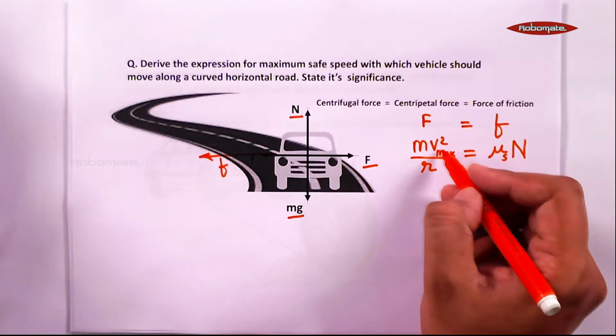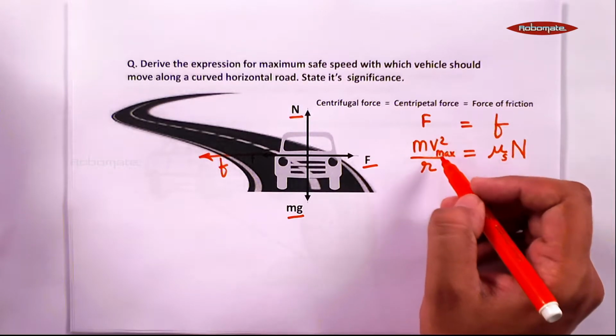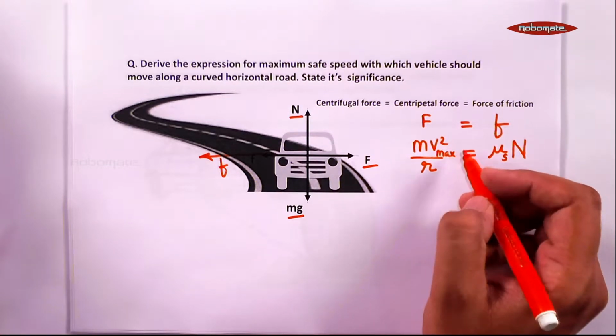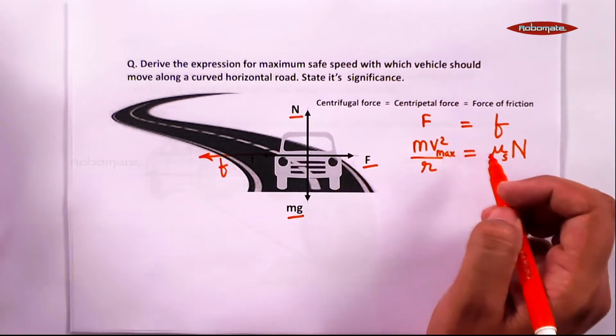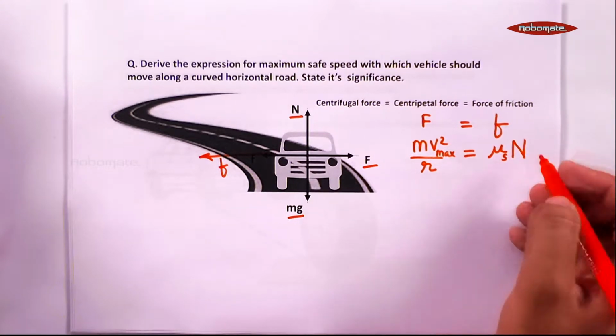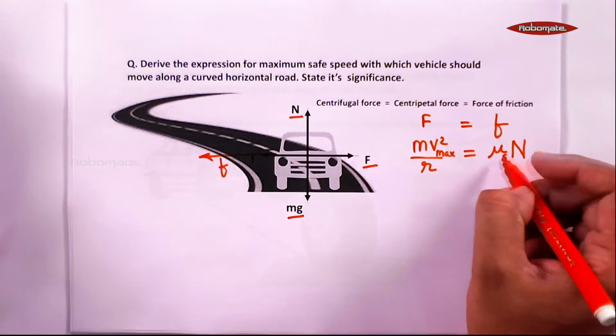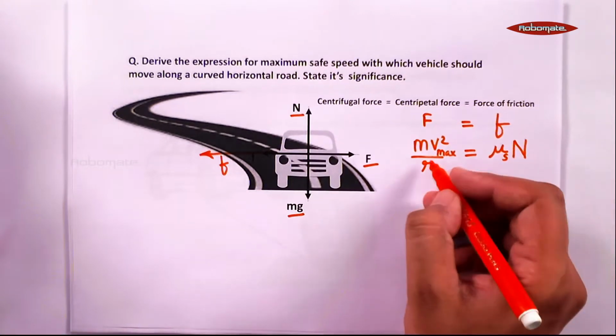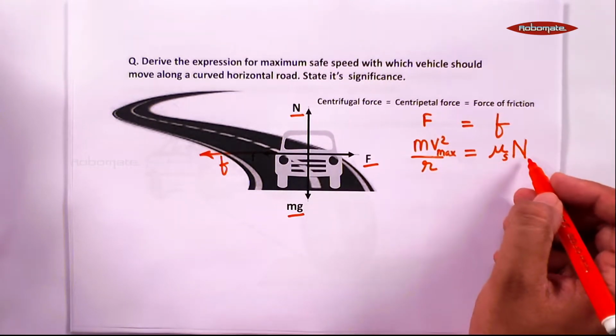So, I am considering, let Vmax be the velocity with which the centrifugal force and the centripetal force, that is the frictional force and the centrifugal force, are just balancing each other, for which the frictional force is the maximum force, for which the coefficient of friction is mu s. So, I get this condition: mv square by r is equal to mu s into N.